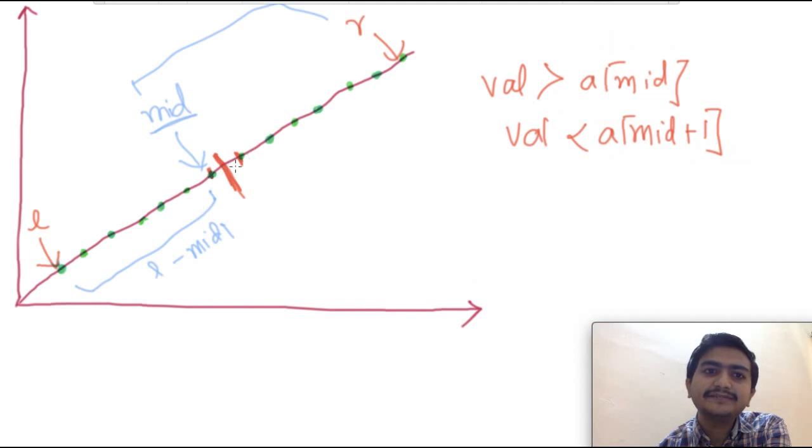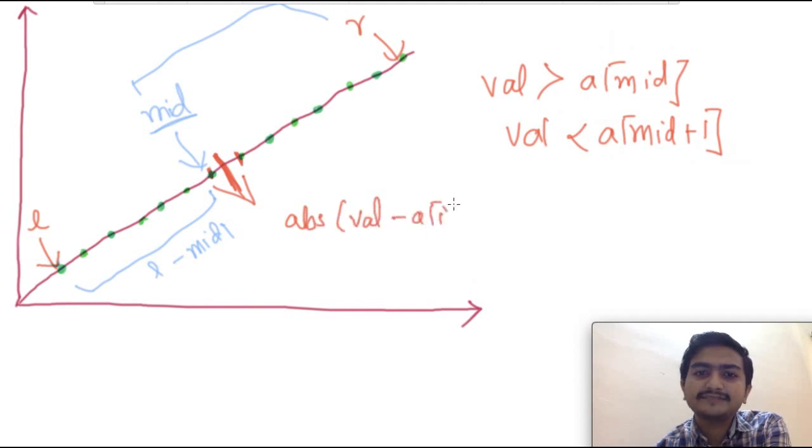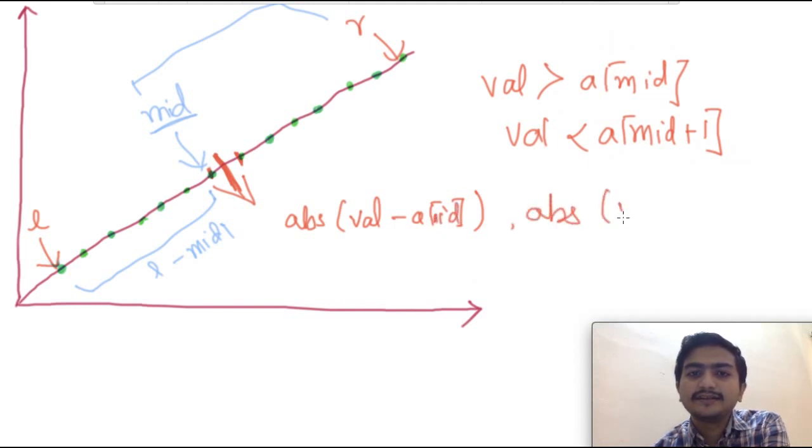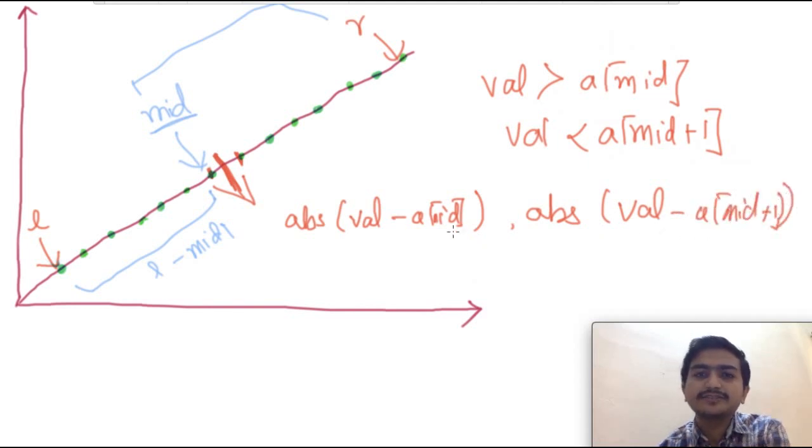If it lies in between these 2 points, then I can just compare the 2 points, whichever is the closest. I can just take the absolute of val minus a of mid, and the absolute of val minus a of mid plus 1. I can just compare these two values to get which is the closest value to this pair, right?